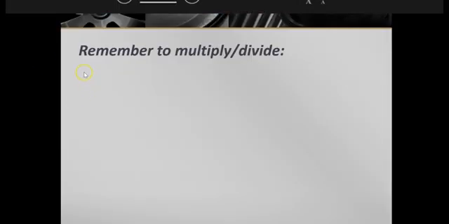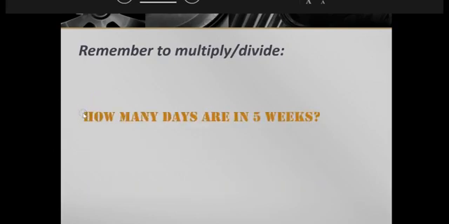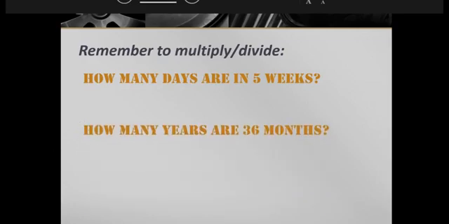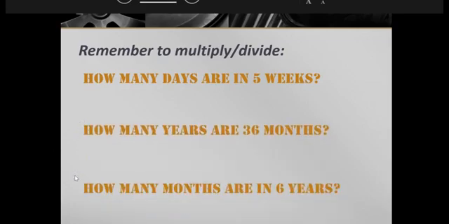And so when I am converting these periods of time, like how many days are in 5 weeks, or how many years are in 36 months, or even how many months are in 6 years, I want to think about multiplying and/or dividing.